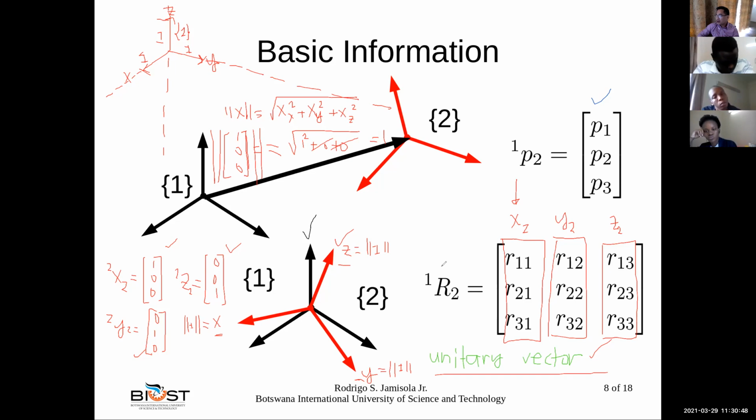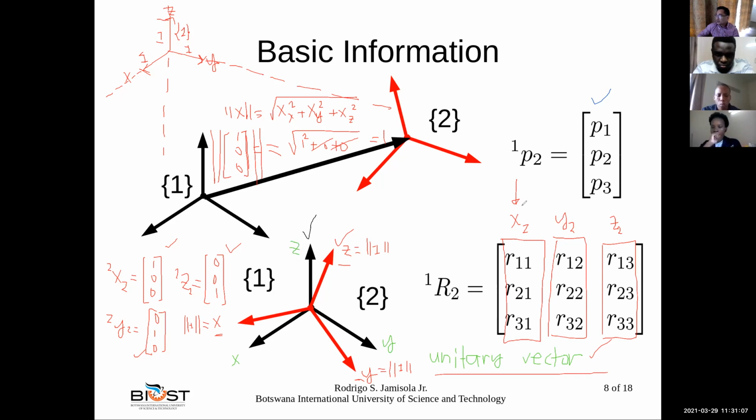Okay, so now we want to know this x. Where is your x of the frame 1? So let's just assign this one. This is the x of frame 1. This is the y of frame 1 and the z of frame 1.